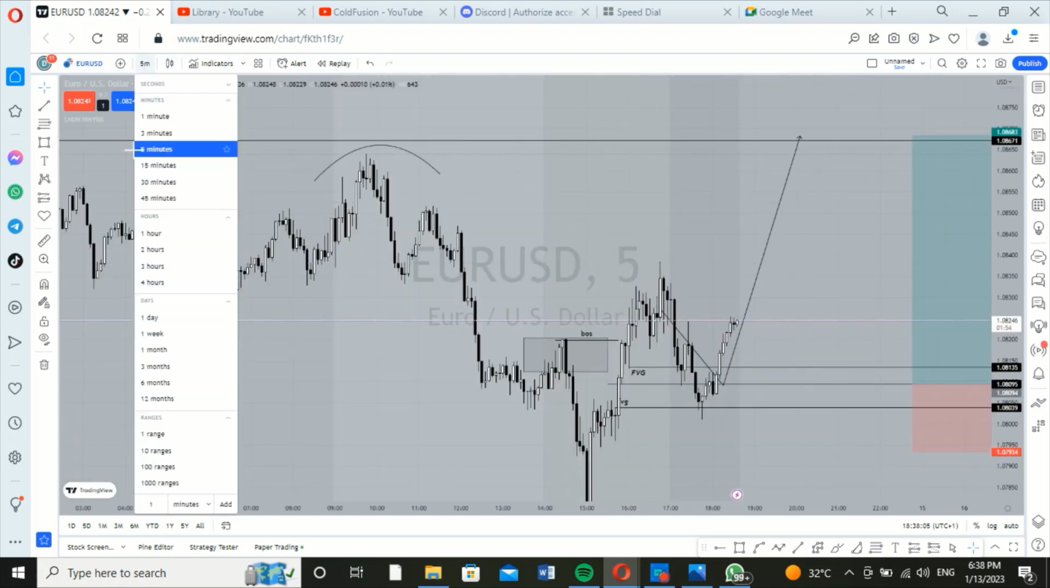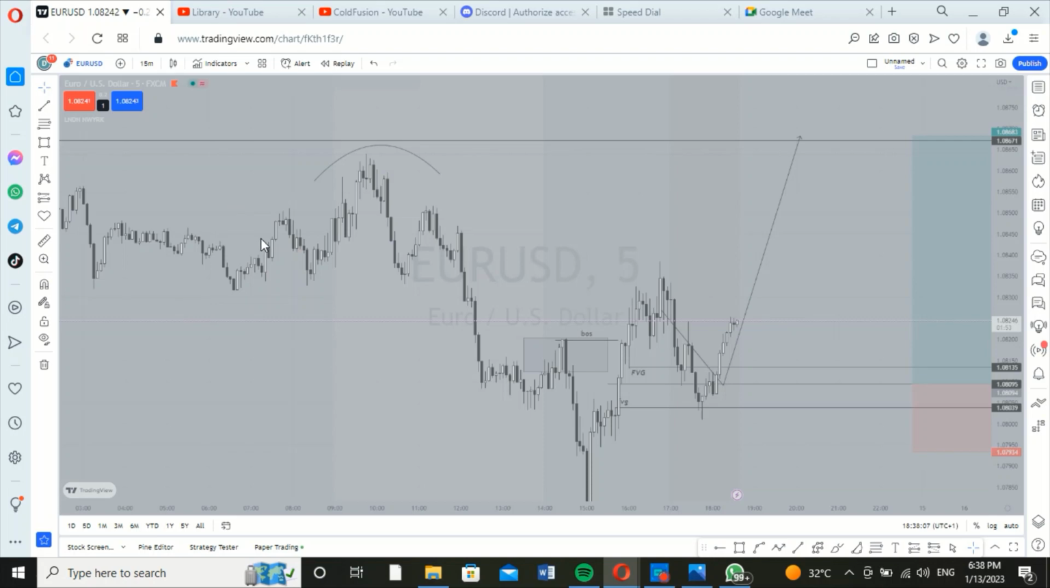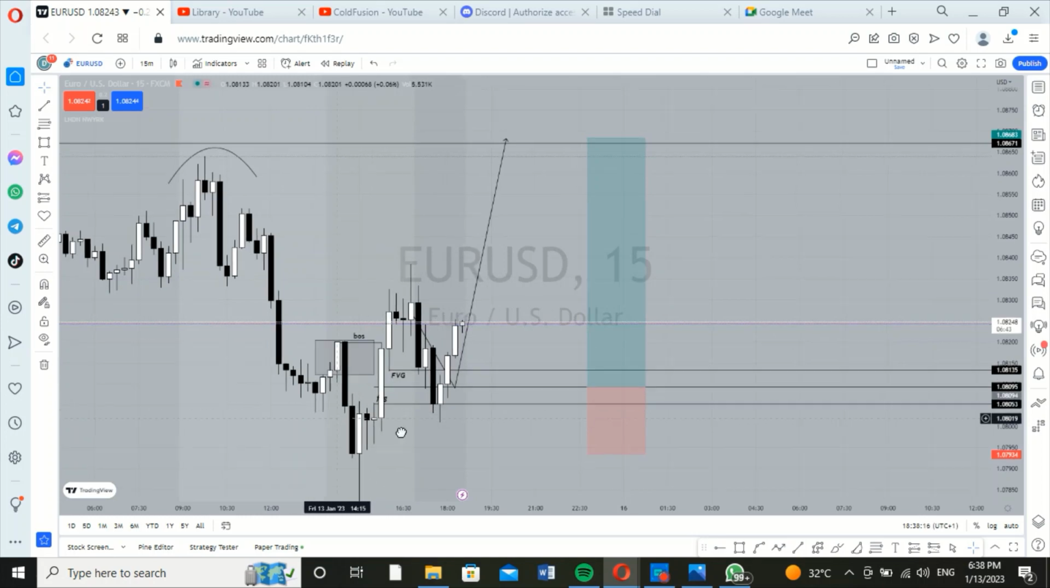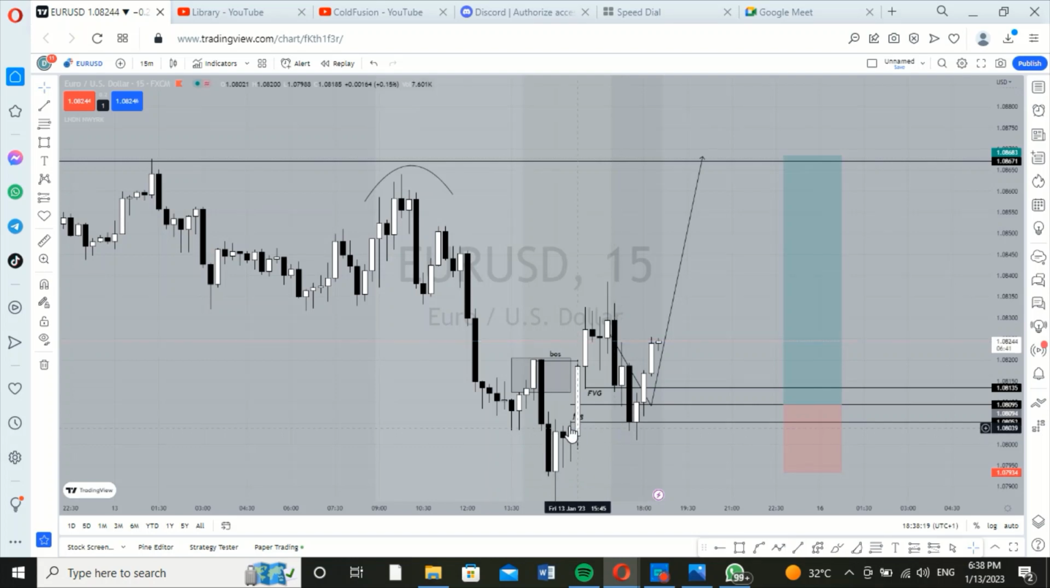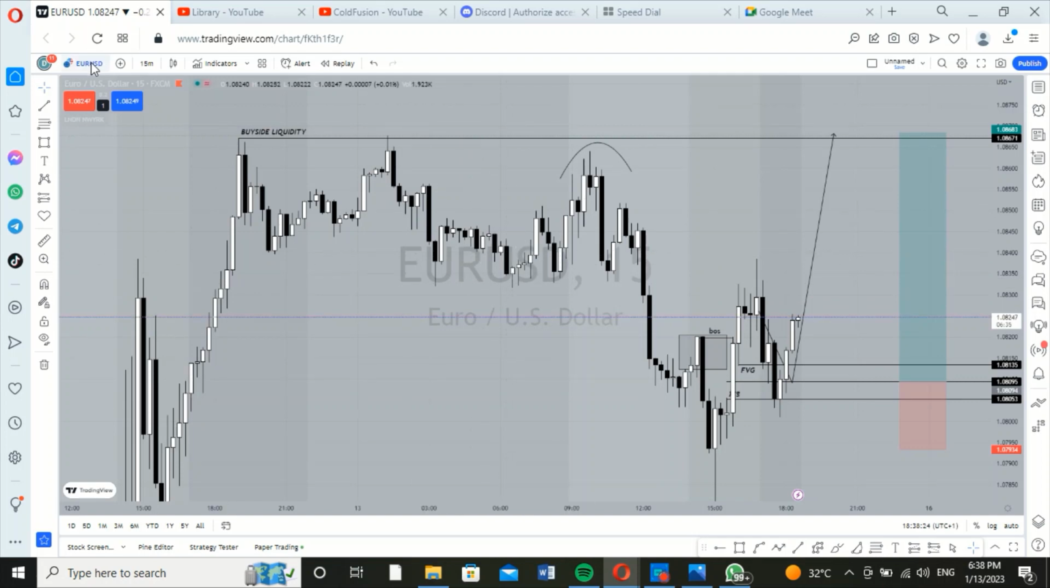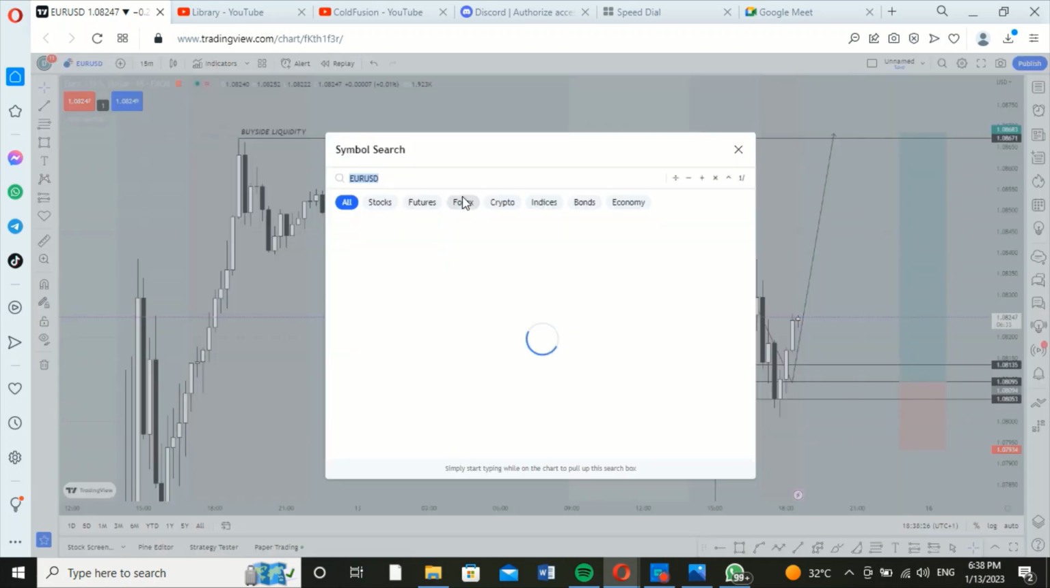So, 15 minutes. Okay, so the imbalance is filled, and we see it trading higher. You can see the bodies of the candles closing above here. All right, so we are done for eurusd till next week.